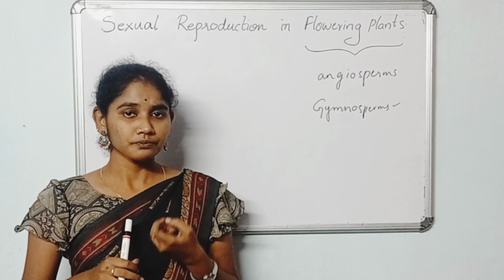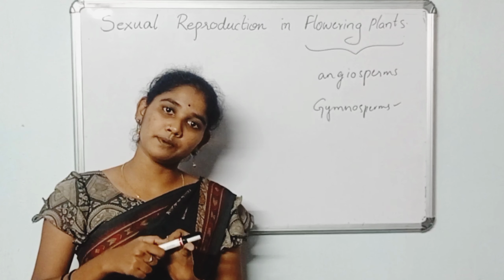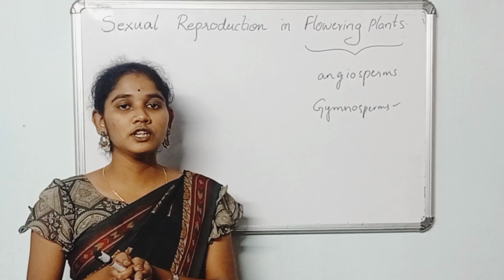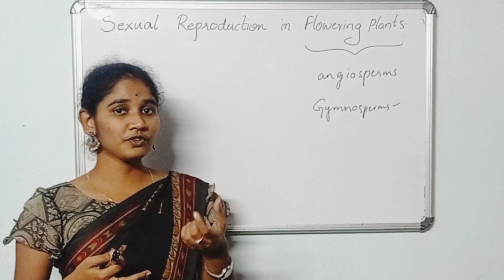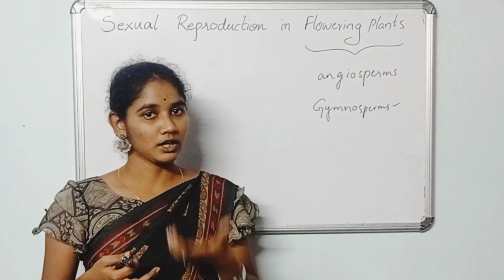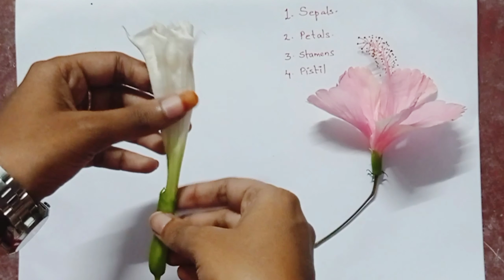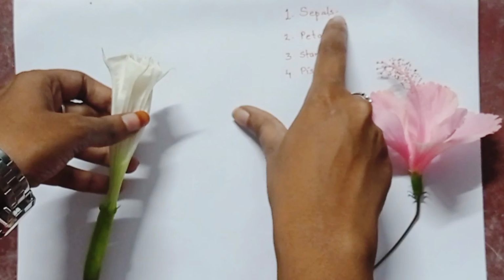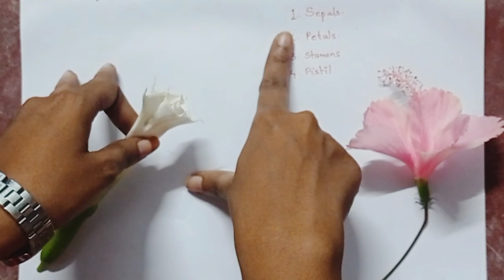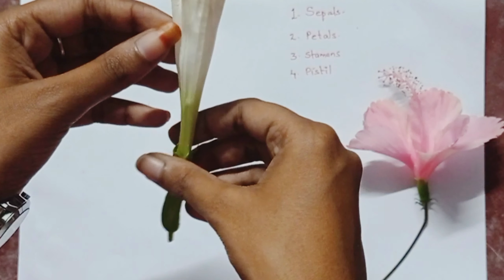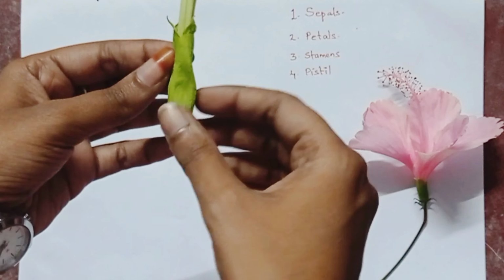Here the flower contains male reproductive organs and female reproductive parts which are helpful for sexual reproduction. So, in sexual reproduction, flower plays a major role to produce a seed, right? So, let's examine these parts in a flower: sepals, petals, stamens, and pistil. These are the four main parts in the flower. Let's see this flower. This flower is datura. I hope you all learned this in your previous classes.